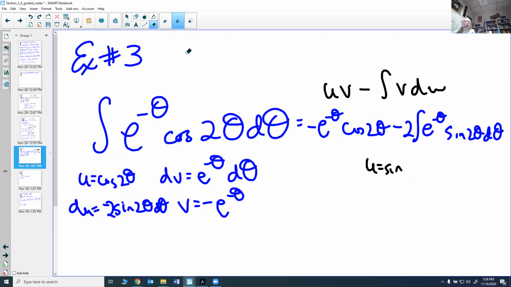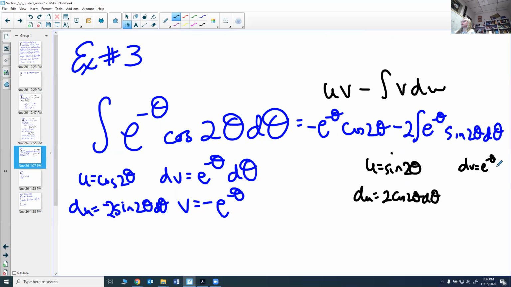Because I want my dv to be the same thing. So don't go changing them. Usually it doesn't help you to change them. So u is equal to sine of 2 theta, so du is equal to 2 cosine of 2 theta d theta. dv is equal to e to the minus theta d theta, so v will again be minus e to the minus theta.